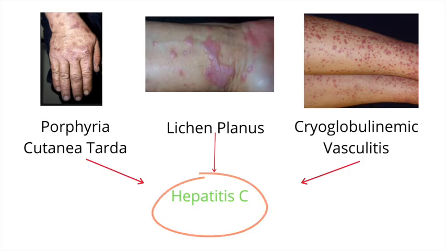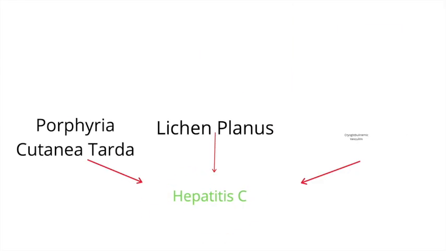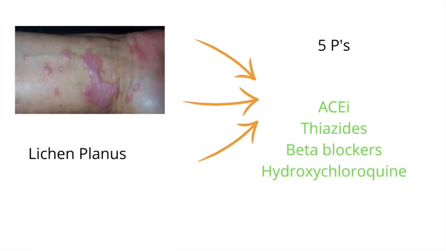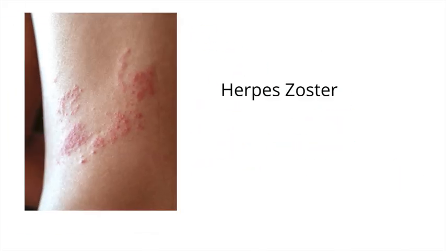Now let's focus a bit on lichen planus. So that includes the 5 P's: purple, pruritic, polygonal, papules, or plaques. There's also drug-induced lichen planus that's associated with a number of drugs, some of them being ACE inhibitors, thiazides, beta blockers, or hydroxychloroquine.